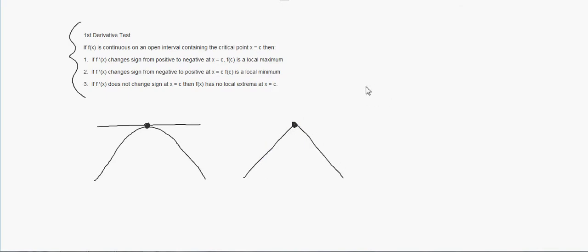That's a maximum. If it changes from decreasing to increasing, then the derivative is changing from negative to positive, and that creates a minimum, whether it's a nice smooth curve with a horizontal tangent or if there's a corner there.